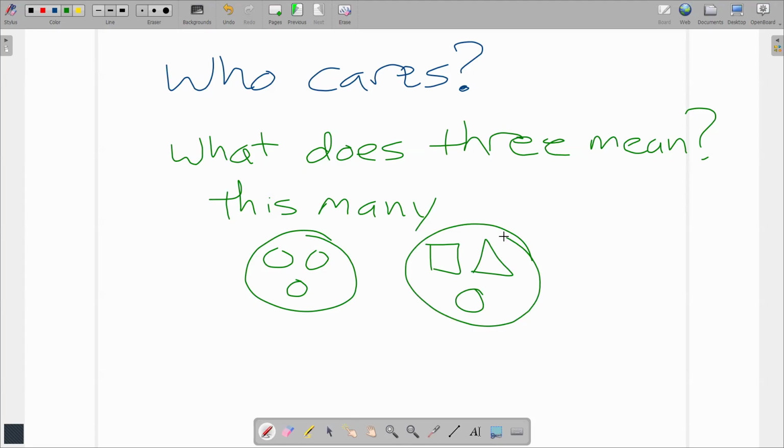Or maybe I show somebody 3 marbles, or 3 coins, or 3 markers, 3 people, 3 chairs. I got to show them that many things. That's what 3 means. And it doesn't matter whether I write it as THREE or I use the numeral like that. It's this many. And I just show lots of examples of that many.